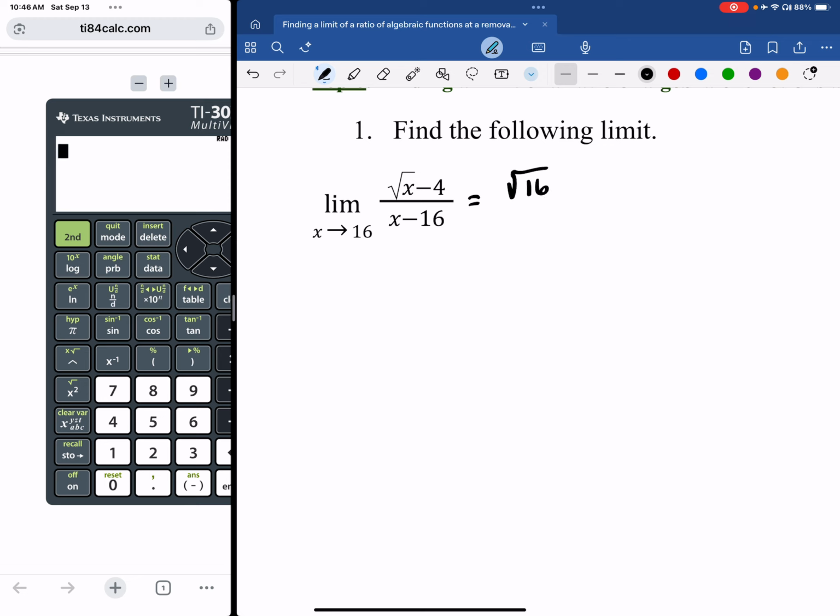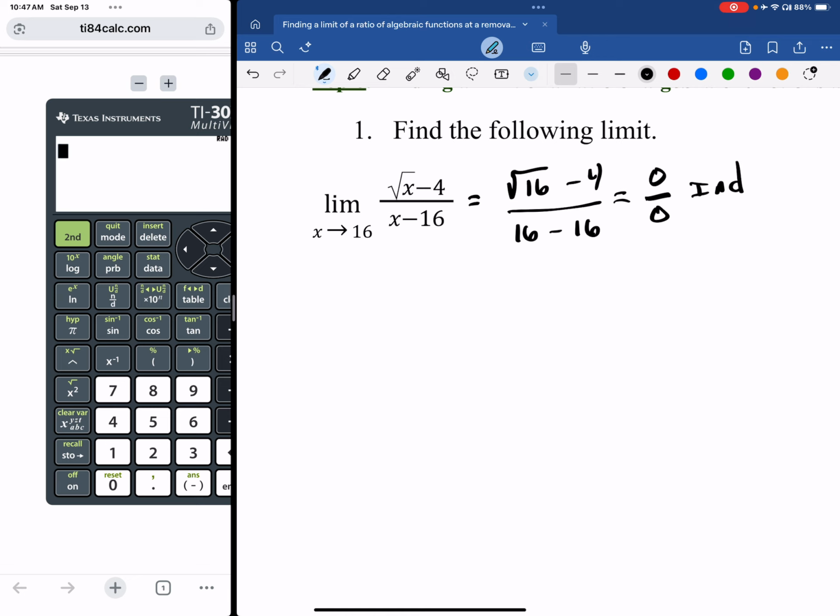We'd have the square root of 16 minus 4 in the numerator, and then we'd have 16 minus 16 in the denominator. The square root of 16 is 4, so 4 minus 4 is 0 in the numerator. And 16 minus 16 is 0, so again, this is indeterminate form. It is undefined at that point, but just because it's undefined at that point does not mean the limit does not exist. So we're going to try to do some algebraic manipulation to be able to simplify this function and then reevaluate this function in the simplified version.